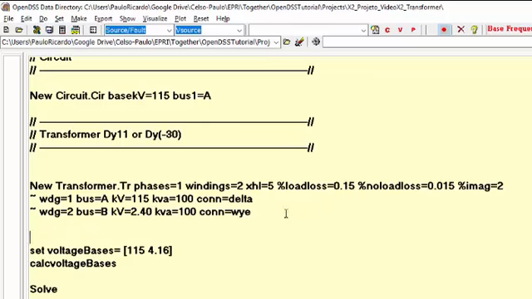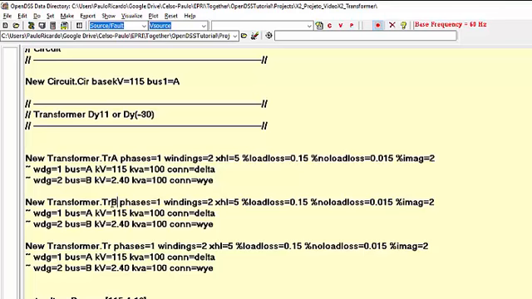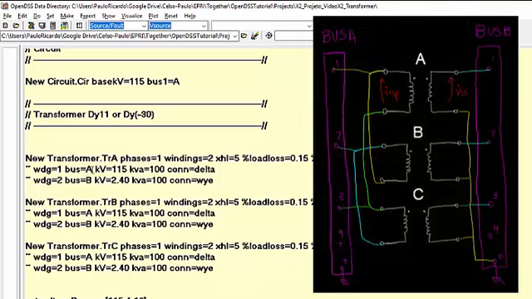We don't want to use this other transformer here, and we need 3 single-phase transformers, so I'm going to copy and paste this one here 2 times. The first one will be transformer A and the others will be B and C respectively. All we have to do now is to define the connection of each bus correctly.